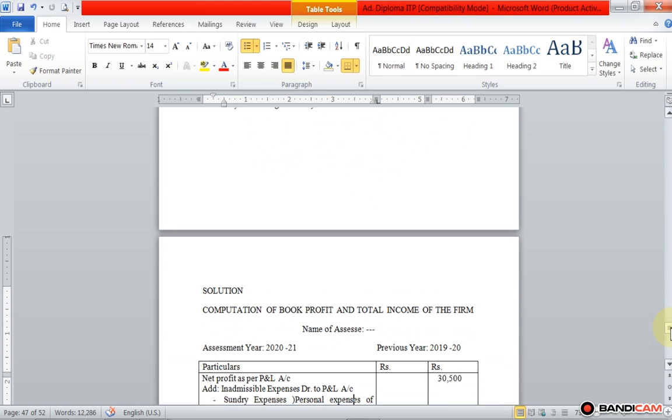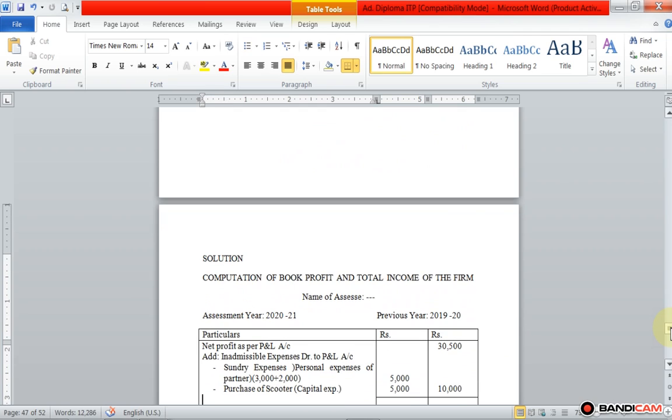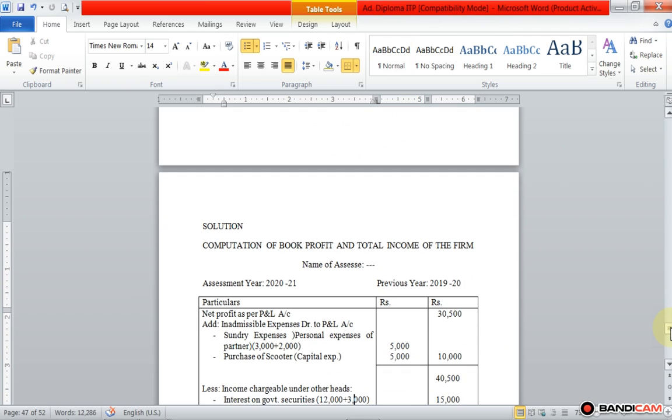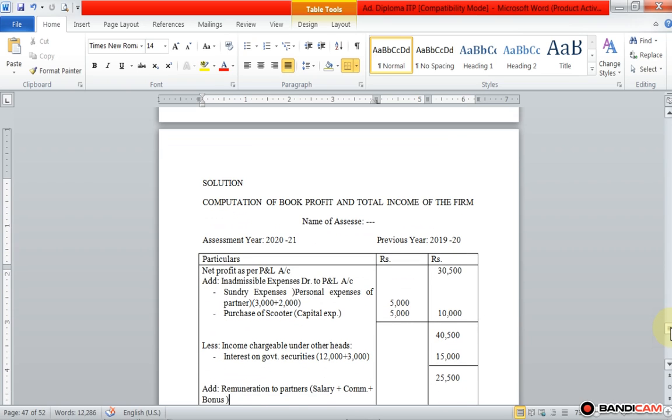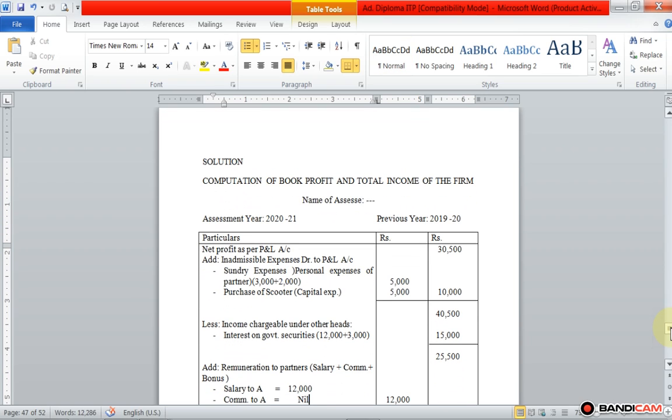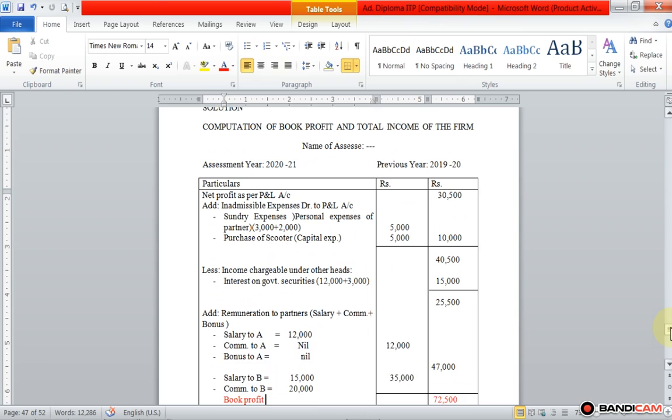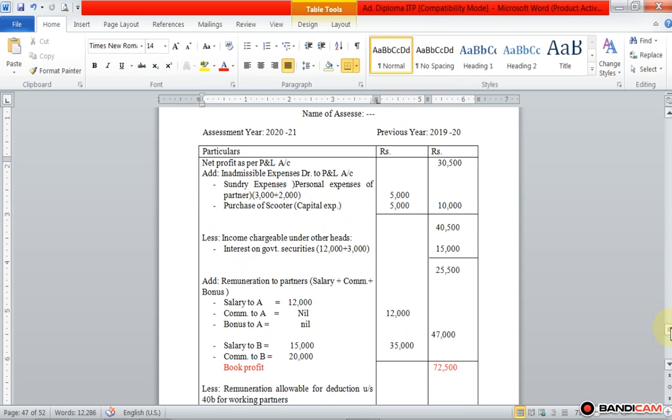सोल्युशनला सुरुवात केली. कम्प्युटेशन ऑफ बुक प्रॉफिट आणि टोटल इन्कम म्हटलं. नेम ऑफ एसएससी म्हणजे फर्मचं नाव दिलेलं नाही. असेसमेंट इयर, प्रिव्हियस इयर आपल्याला माहीत आहे. 3 कॉलम प्रिपेअर करा. पर्टिक्युलर्स, रुपीज. त्यामध्ये नेट प्रॉफिट ॲज पर प्रॉफिट अँड लॉस अकाउंट आपण घेतला 30,500 रुपये. त्यामध्ये ॲड केले इनॲडमिसिबल एक्सपेन्सेस डेबिटेड टू प्रॉफिट अँड लॉस अकाउंट. मग त्यामध्ये सन्ड्री एक्सपेन्सेस इन्क्ल्यूड्स.